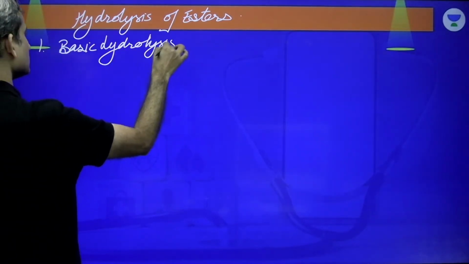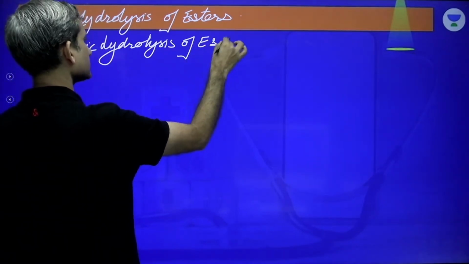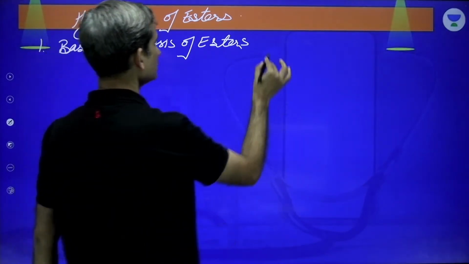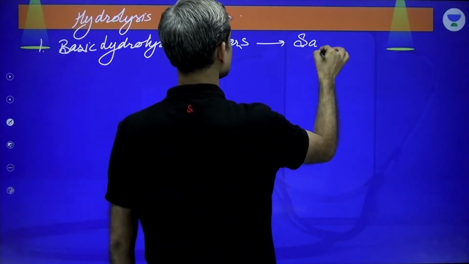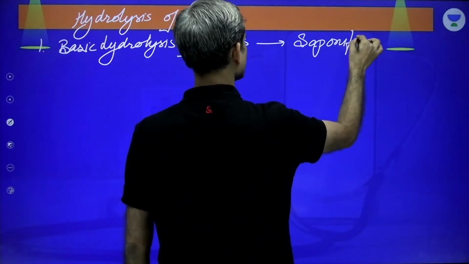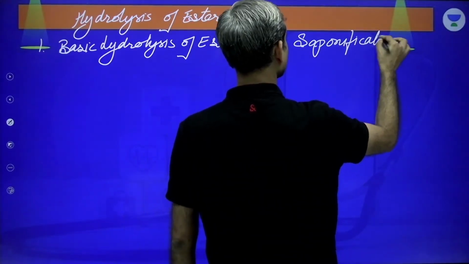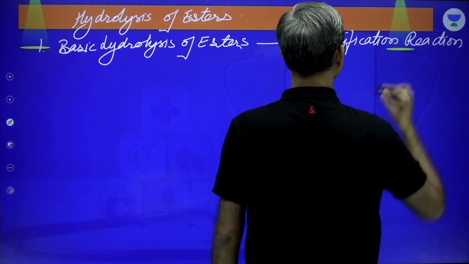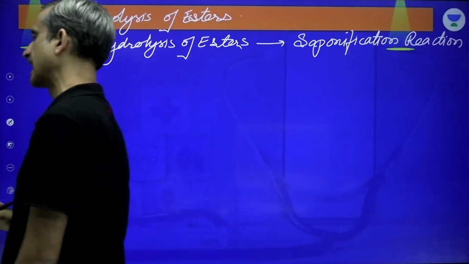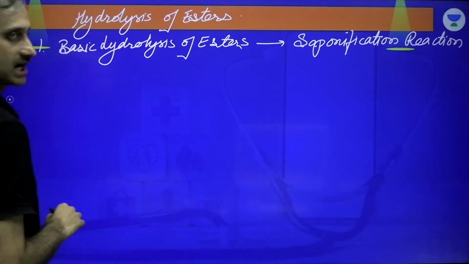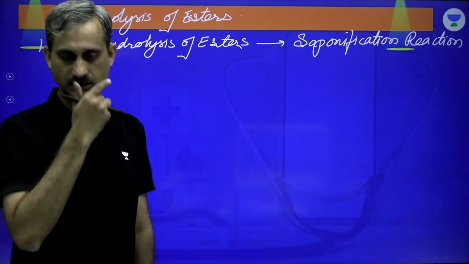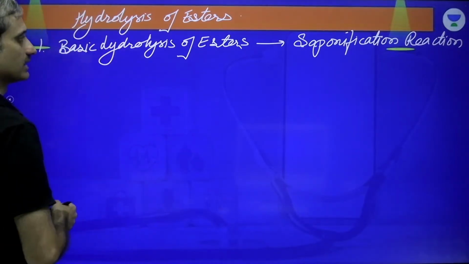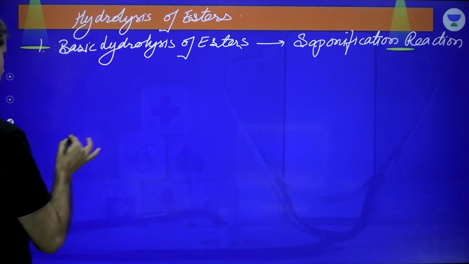So first we talk about the basic hydrolysis of esters. Now basic hydrolysis of esters has a specific name. This is also known as the saponification reaction. The basic hydrolysis of esters, the saponification reaction. Now what are the basic hydrolysis of ester and the saponification reaction?